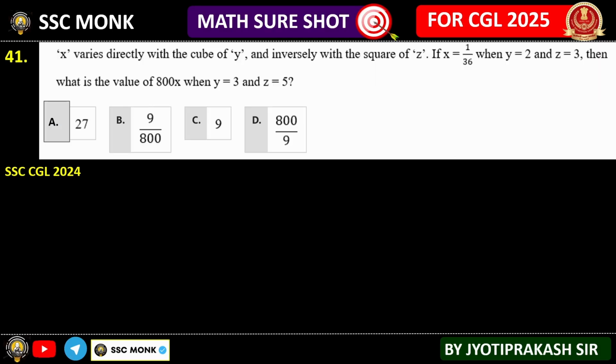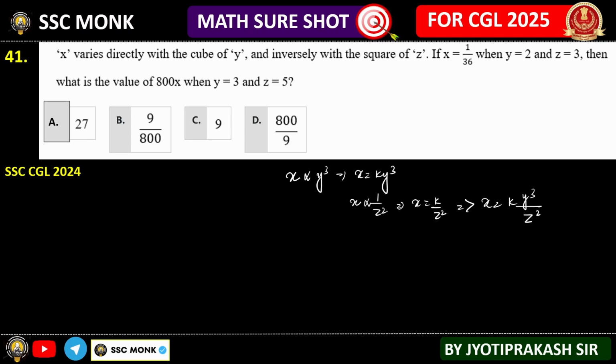Next, x varies directly with the cube of y. That can be written as x is equal to k y cube, and inversely with the square of z. So x varies as 1 by z square, or it can be written as x is equal to k by z square. Both relations together can be written as x is equal to k y cube by z square.